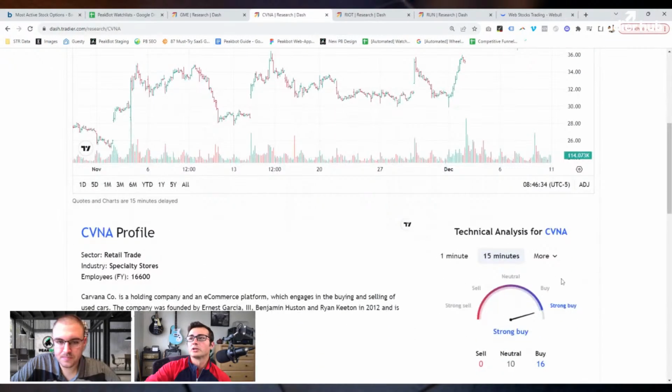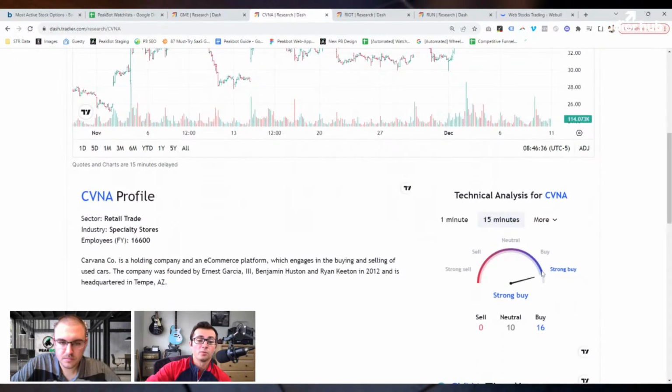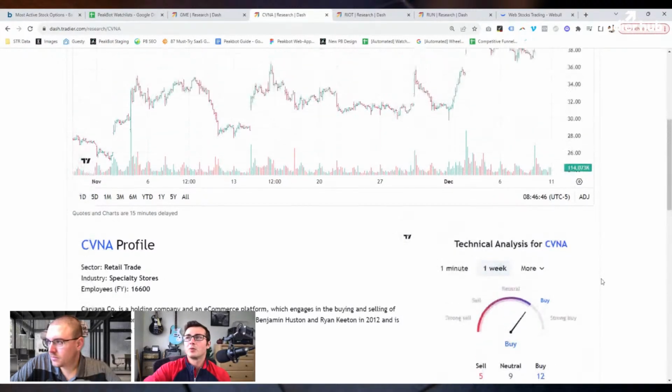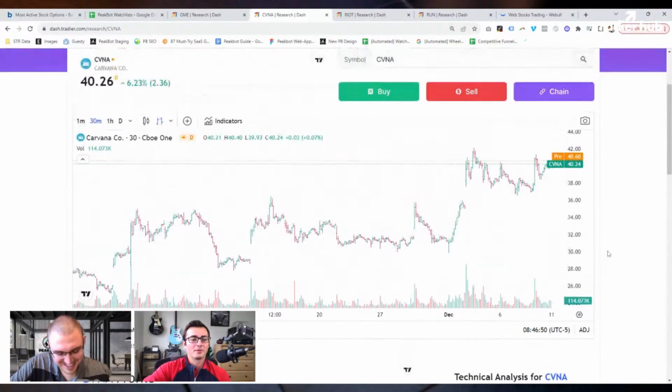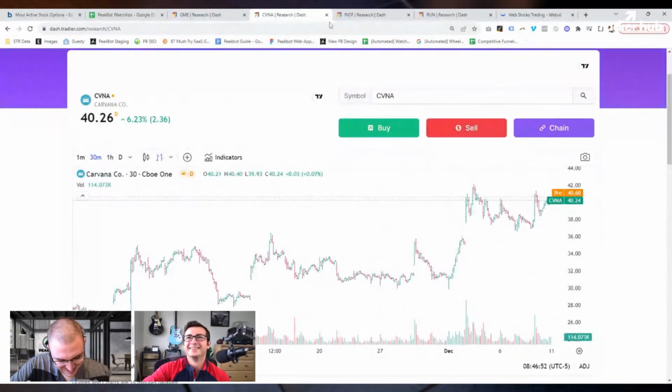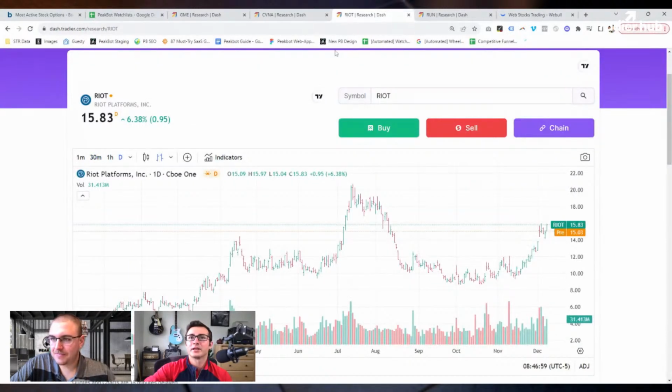Yep. When we look at the technical analysis, strong buy on the 15-minute, but again, we want to switch to the week, which there is a buy. There are 12 buy signals, 9 neutral, 5 sell. For me, I'm all in on Carvana. Not literally all in. I diversify, but I'm all in. I'll pull up 2 more, unless anybody else has a stock they want us to look at.